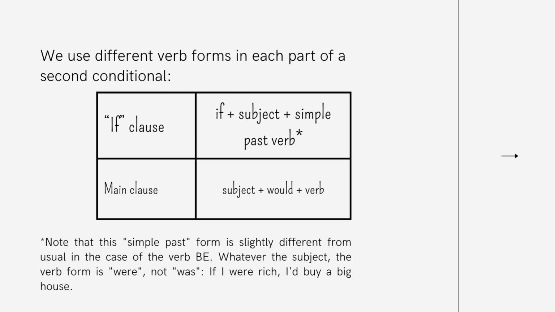We use different verb forms in each part of a second conditional. The if clause is if plus subject plus simple past verb. And the main clause is subject plus would plus verb. Important to note that the simple past form is slightly different from usual in the case of the verb be. Whatever the subject, the verb form is were, not was. If I were rich, I would buy a big house.